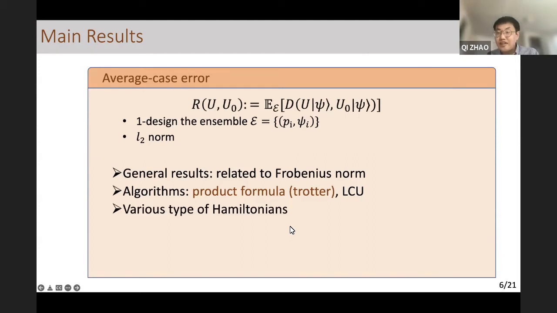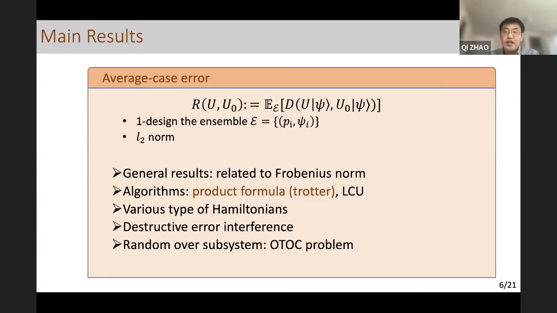And we consider different types of Hamiltonians, and we can have different degrees of improvement. We also show an interesting destructive error interference in some special cases. At last, we extend our result to a more general case. It's a random over subsystem problem. And this result can be related to the OTOC problem, and can help us reduce the error and the gate count in the OTOC problem. Okay, in the following, I will talk about these results one by one in more detail.